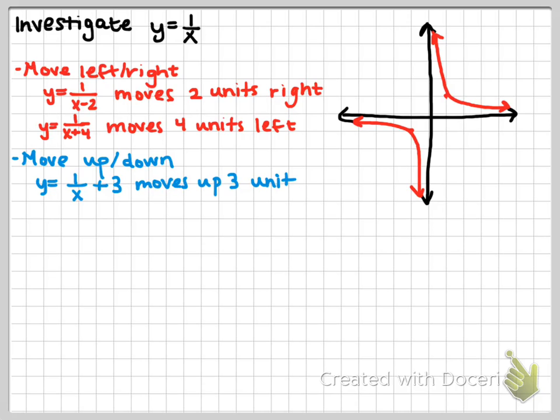Okay, we can also move this up and down, just like before. That happens if I have my 1 over x as a fraction, and then outside of my fraction I add 3. That would move it up 3 units, and if outside of my fraction I subtract 2, that would move this whole graph down 2 units.